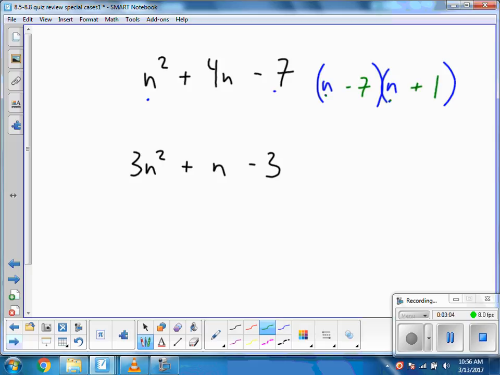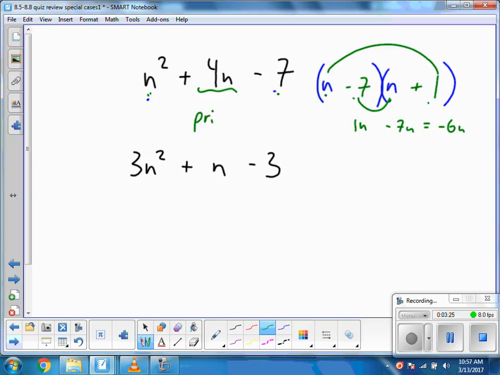n times n is n squared. Negative 7 times 1 is negative 7. Now let me check my outside terms. So n times 1 is 1n, and I have a negative 7n. That ends up equaling negative 6n, and I'm looking for 4n. This one actually cannot be factored. This is done. This is unfactorable.